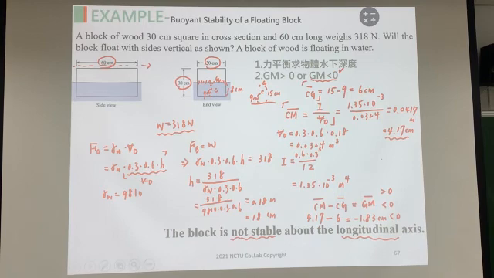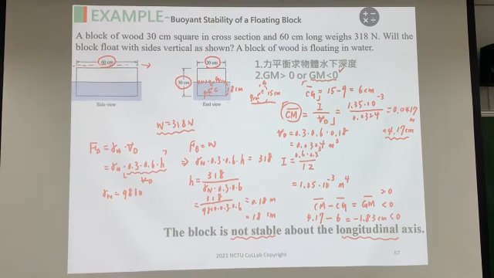So the key idea: you only need to know the CM distance. For the C, and the second, you need to find out where is the C point and where is the G point. The G is the center of gravity. The C is the center of buoyant force.